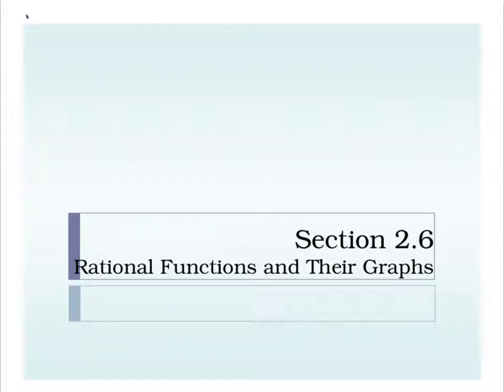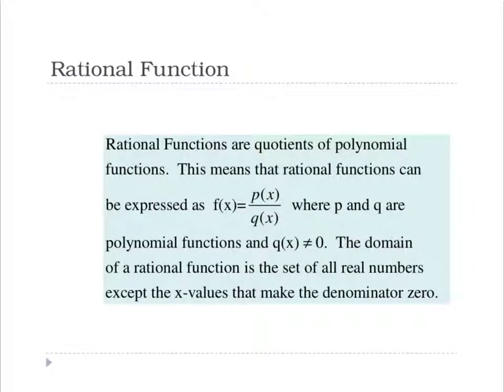So this is section 2.6. We're going to talk about rational functions and their graphs. Remember, when we refer to rational functions, we're referring to fractions. Simply, rational functions are quotients of polynomial functions. So we're going to have a polynomial function in the numerator, a polynomial function in the denominator, and remember that the denominator cannot be 0, right? Otherwise it's undefined.